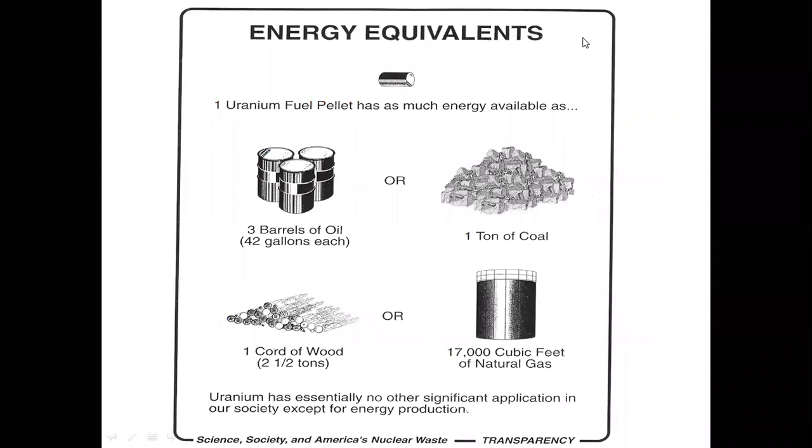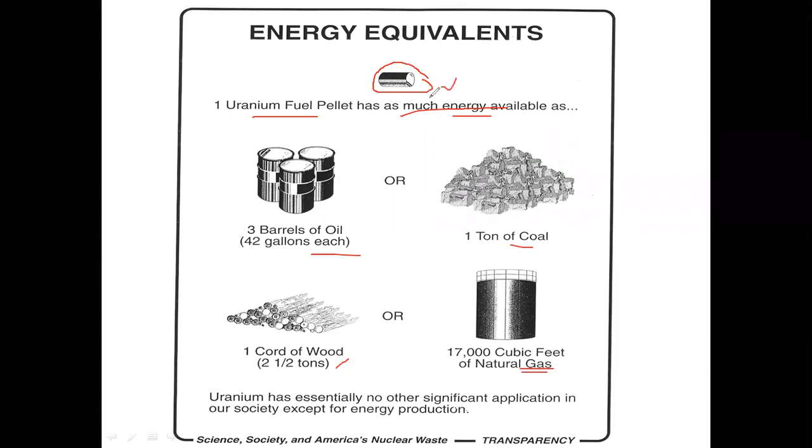Energy equivalent. Actually, in the nuclear power plant, the fuel we are using is uranium. This is nothing but one pellet, a small quantity of fuel. Similarly, for the other sources, that is coal or oil or wood or natural gas, how much fuel is required to generate the same energy?